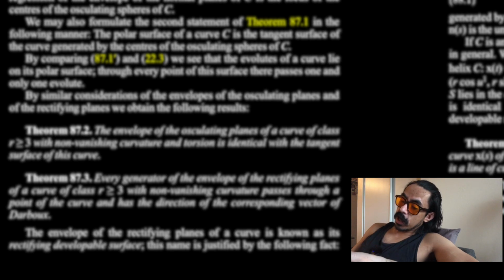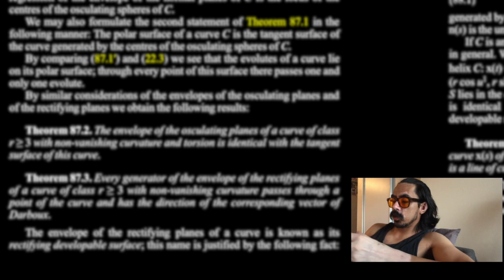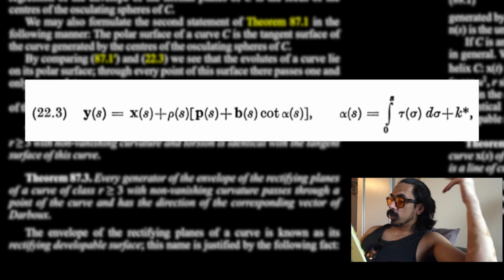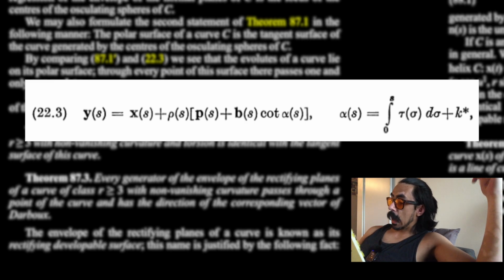By comparing expressions 87.1 prime and 22.3, what is 22.3? From the involutes and evolutes section, we have 22.3: vector y in terms of s, arc length, is equal to vector x in terms of s plus rho in terms of s, times the quantity vector p of s plus vector b of s times the cotangent of alpha of s, where alpha of s is equal to the integral from 0 to s of tau of sigma d sigma plus lowercase k star. And it says here, each value of the constant lowercase k star corresponds to exactly one of the infinitely many evolutes of the curve capital C.